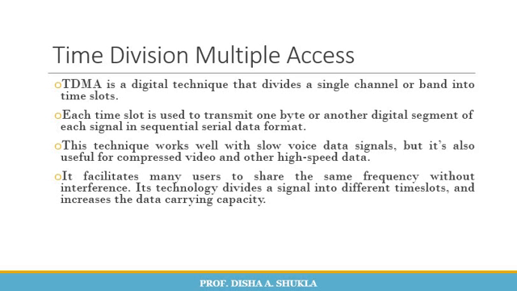The frame is transmitted at 270 kilobits per second using Gaussian minimum shift keying, that is GMSK, which is a form of frequency shift keying modulation. This technique works well with slow voice data signals but is also useful for compressed video and other high-speed data. It enables many users to share the same frequency without interference.